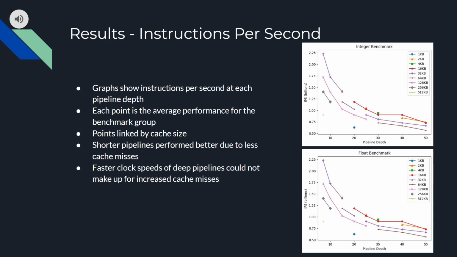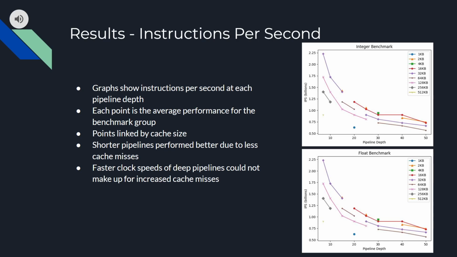A commonly used tool to measure the performance of a processor is to determine the number of instructions it can complete in a given time. The figure on the right represents a graph of the performance of each configuration tested in this experiment. It's measured in billions of instructions per second. Each point on the graph represents the average performance for all the benchmarks of that particular group. And in our experiment, we have two groups, which are the integer and the floating point.